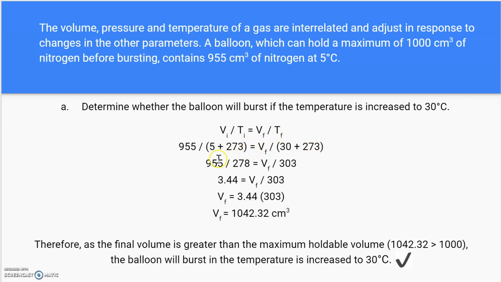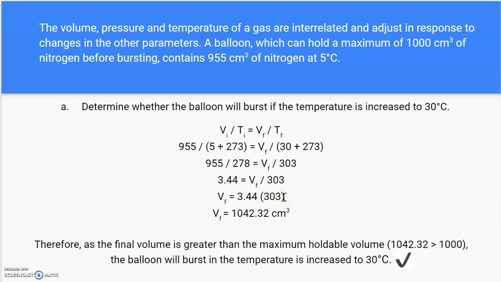So our total equation looks like 955 divided by this quantity, which is 278, is equal to final volume divided by this quantity, which is 303. If we make this operation of 955 divided by 278, we get 3.44. And on the right side, we keep getting final volume divided by 303. We move that 303 to the other side, multiplying, and we get that final volume is 3.44 times 303.